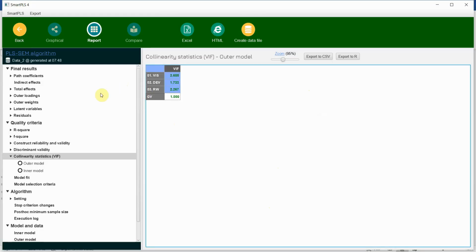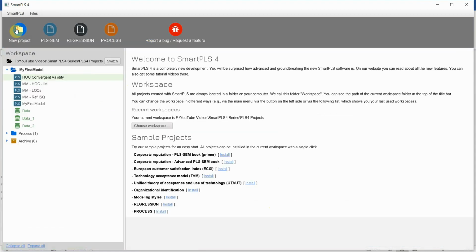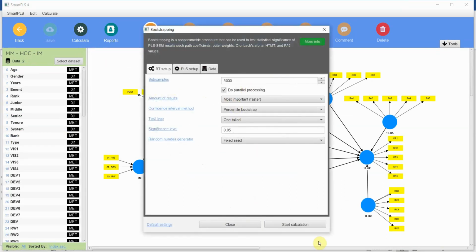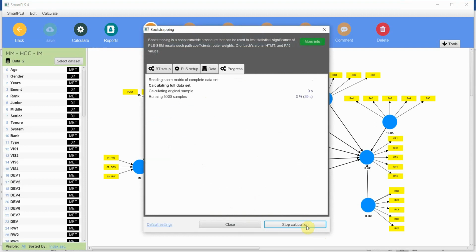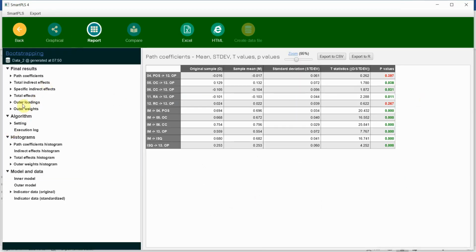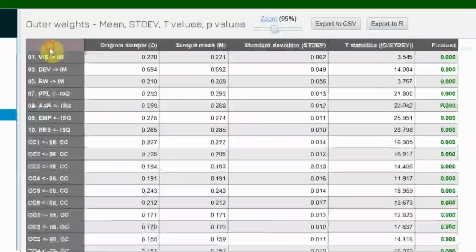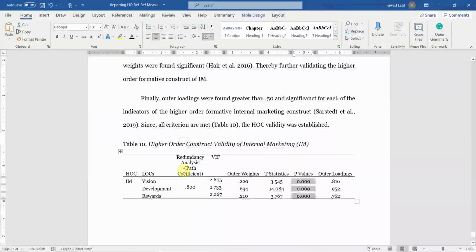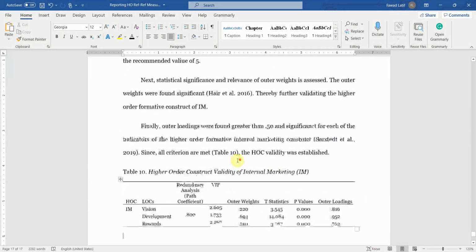Where are they? Just quickly, let me show you. You need to run bootstrapping for that. And here is my model. Let's go to calculate, bootstrapping. Let's leave it at default, start. Now, let's have a look at the reports and outer weights. Look at these outer weights. Significant. And how do you report them? Just put them in here, put in the T statistics, put in their P values.